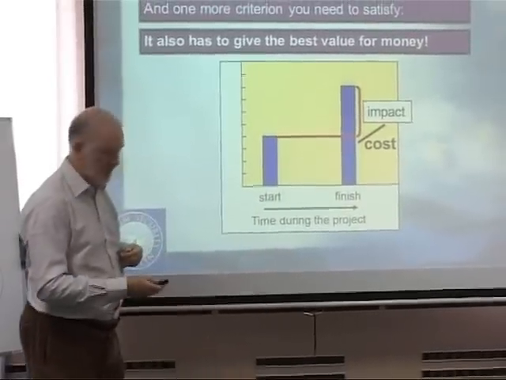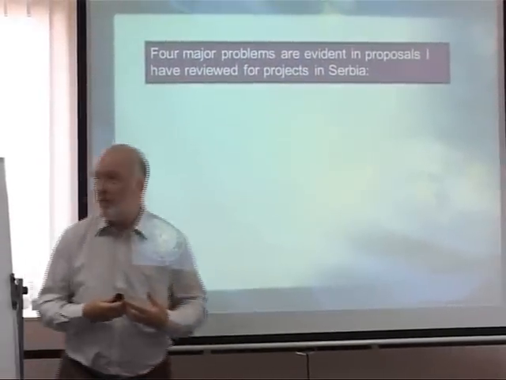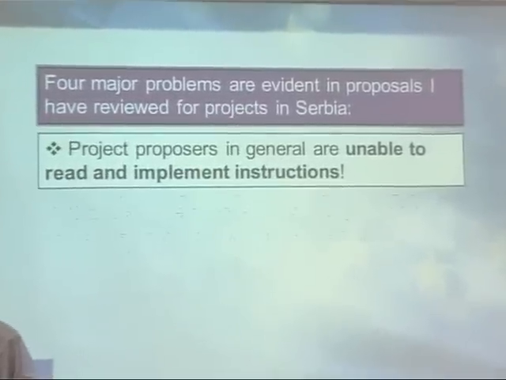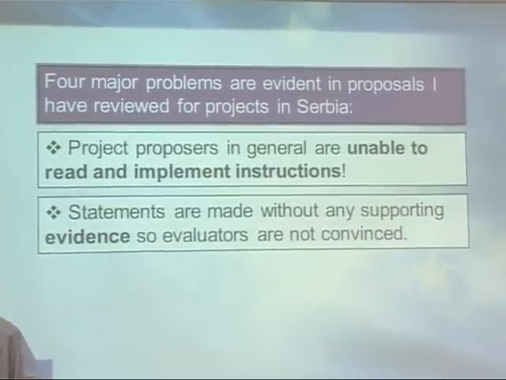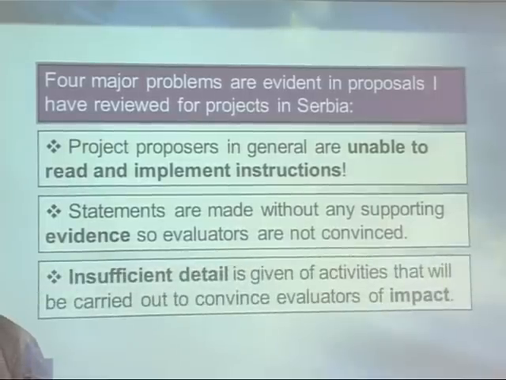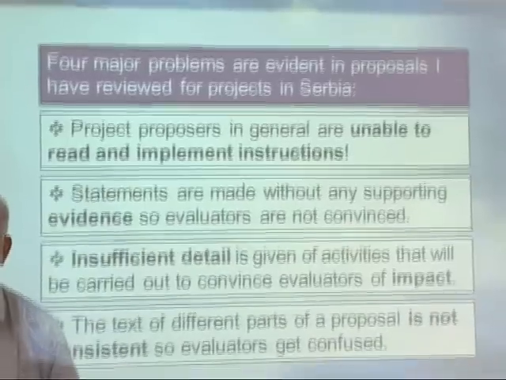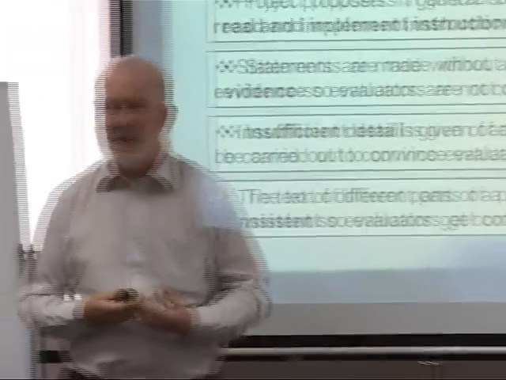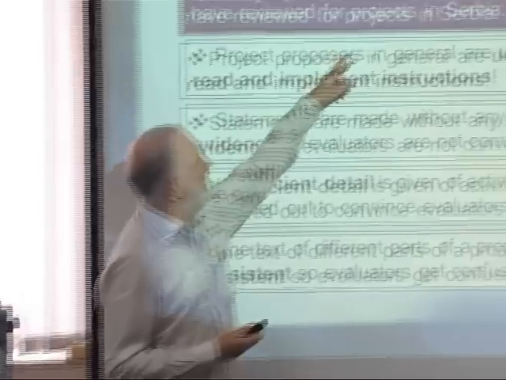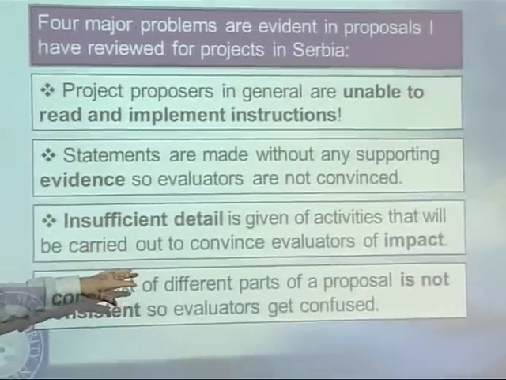How do you achieve that? I've been reviewing project proposals from Serbian scientists for 3 years. And it was clear to me as I was reading these proposals that Serbian scientists in general have problems in four areas. So proposals that I've been reviewing have four types of problem.